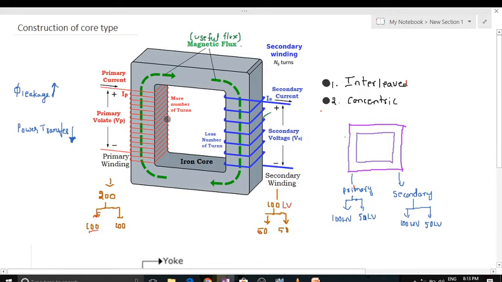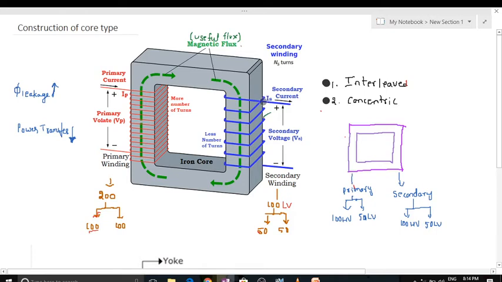If you place the winding like this, the flux produced by the primary winding can flow in the core, but some of the flux will leak. Some of the flux may go outside. If the flux goes outside, that flux is called leakage flux. Similarly, in the secondary winding the same thing will happen. Some of the flux of the secondary winding may go outside. Whatever flux leaves outside is called leakage flux.